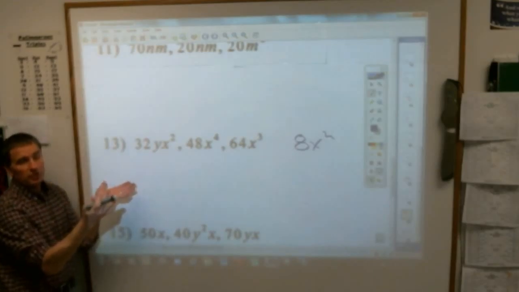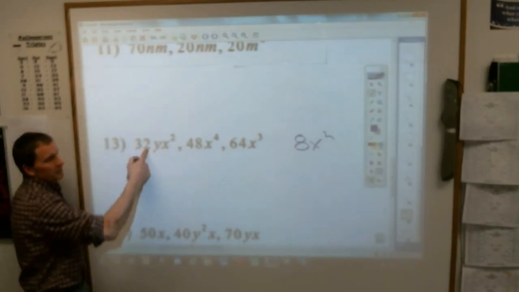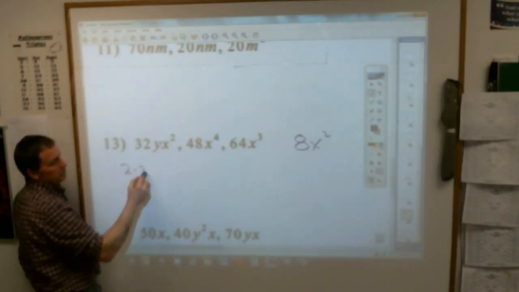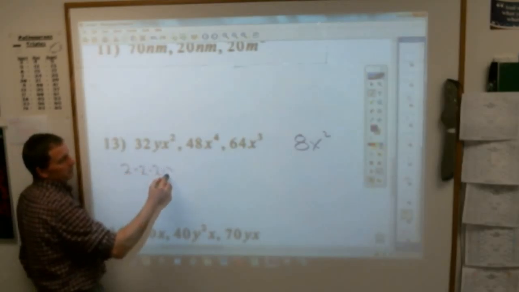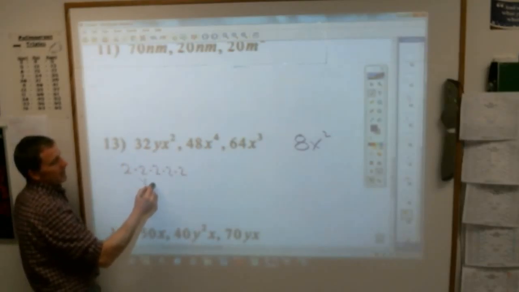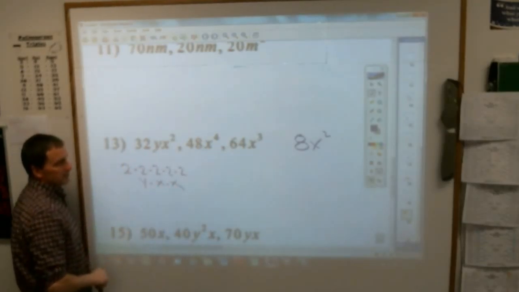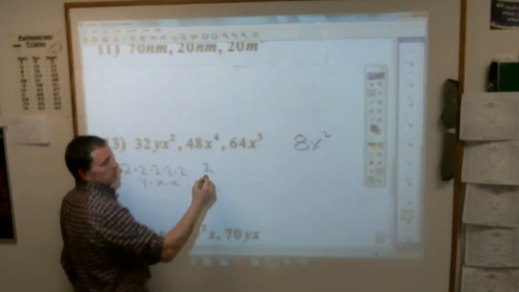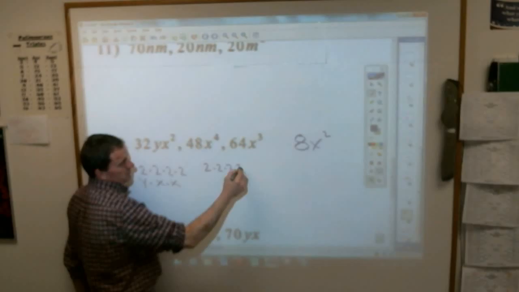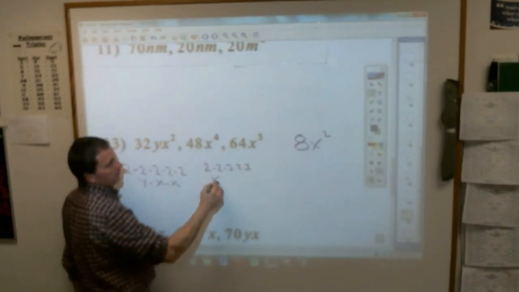Watch, I'm going to do it the long way out with factors. What times what gives me 32? 2 times 16, 2 times 8, 2 times 4. Take my word for it, that's 32 factored out. Times y times x, correct? 48 is 2 times what? 24, 2 times 12, 2 times 6, 2 times 3. And you have 4 x's.